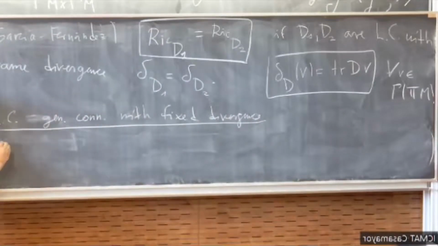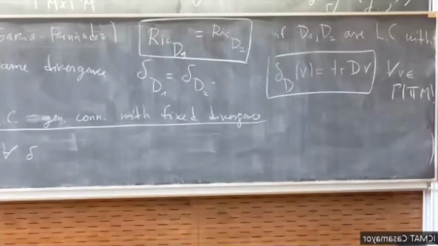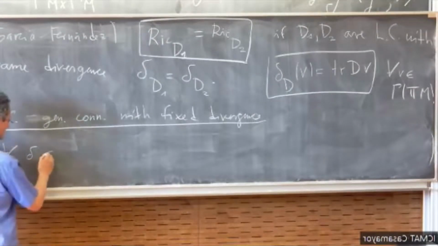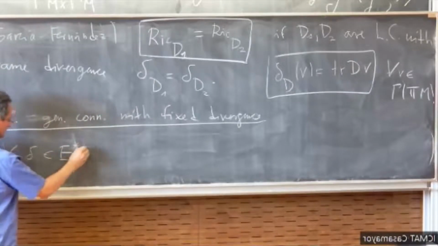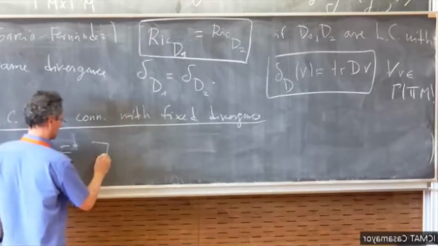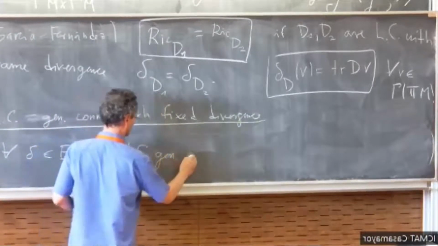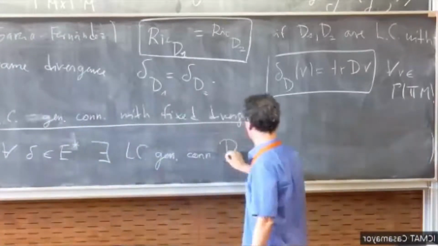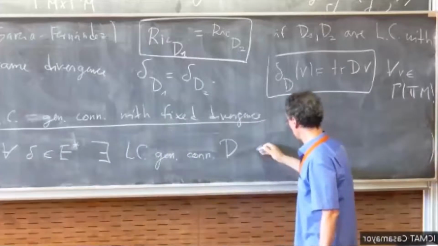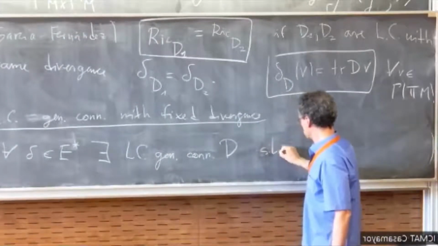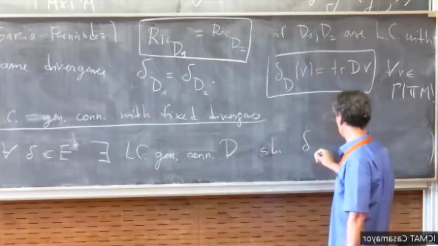Proposition. So for all divergences delta, in fact, in the Lie group setting, this would be just a one-form on E equal G plus G star. So for every delta in E star, there exists a Levi-Civita generalized connection D such that the divergence of that generalized connection is equal to delta.